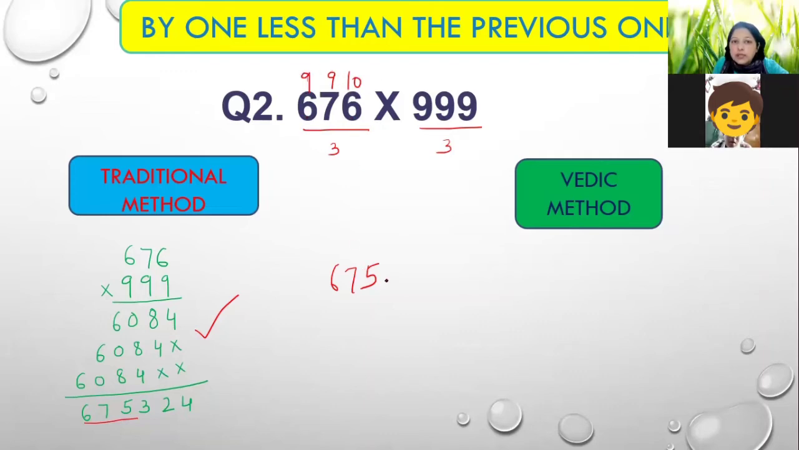What is 9 minus 6? 3. 9 minus 7? 2. 10 minus 6? 4. Now see the answer. We have got the same answer. Is it magical or not?